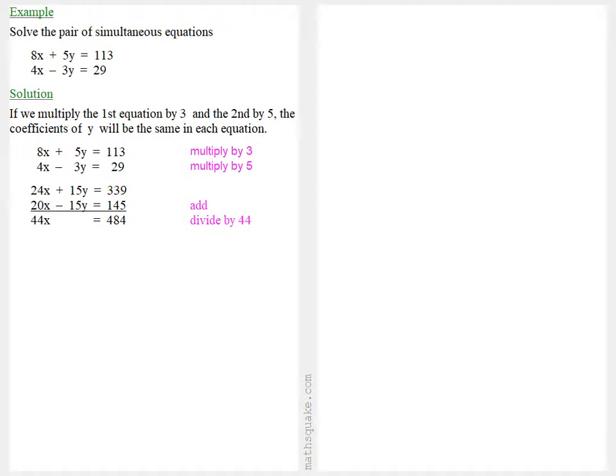Now if we divide by 44, that gives us x equals 11. Now if we substitute x is 11 in 8x plus 5y equals 113, we have 88 plus 5y equals 113. Subtracting 88 from both sides gives us 5y equals 25, and so y equals 5. So our final solution is x equals 11 and y equals 5.